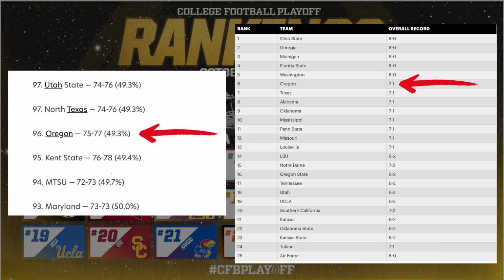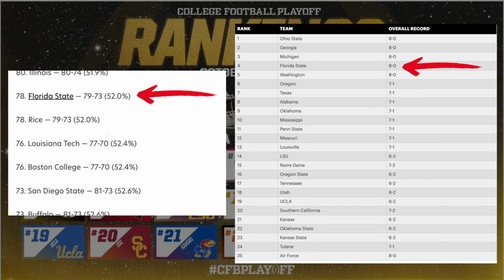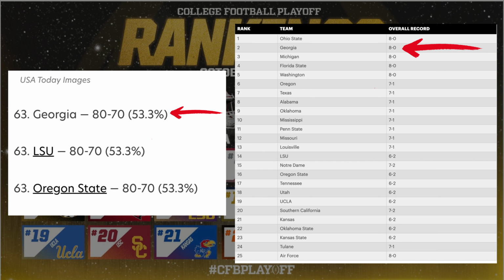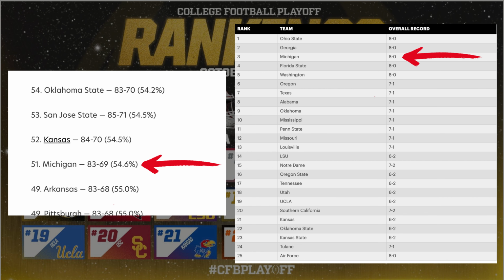It's just interesting to go through these. The next one is Florida State. They're number 78, which is interesting. Georgia actually is number 63 at 80 and 70 with a 53%. And of course, they're number two in the rankings. But I do see a pattern here. You notice how all the top unbeaten teams look like they have clearly weaker schedules. Michigan, number three, 8-0, is ranked 51 with their strength of schedule 83 and 69, being 54.6%.